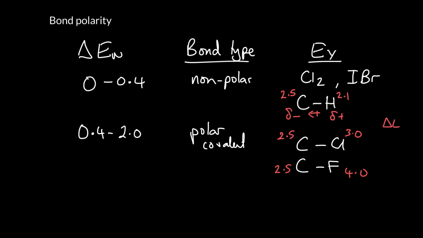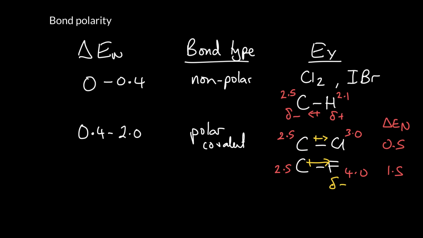So the difference in electronegativity for this one is 0.5, and this one here is 1.5. So the electric dipole moment there points to the more electronegative atom, chlorine in this case and fluorine in this case. Notice I draw the arrow longer, the bigger the difference is.